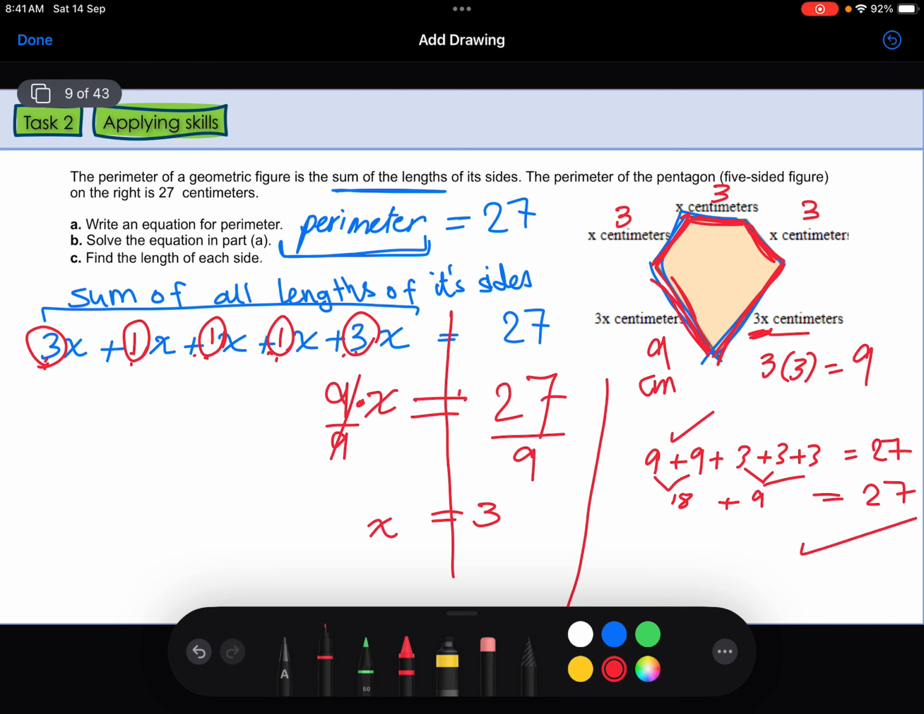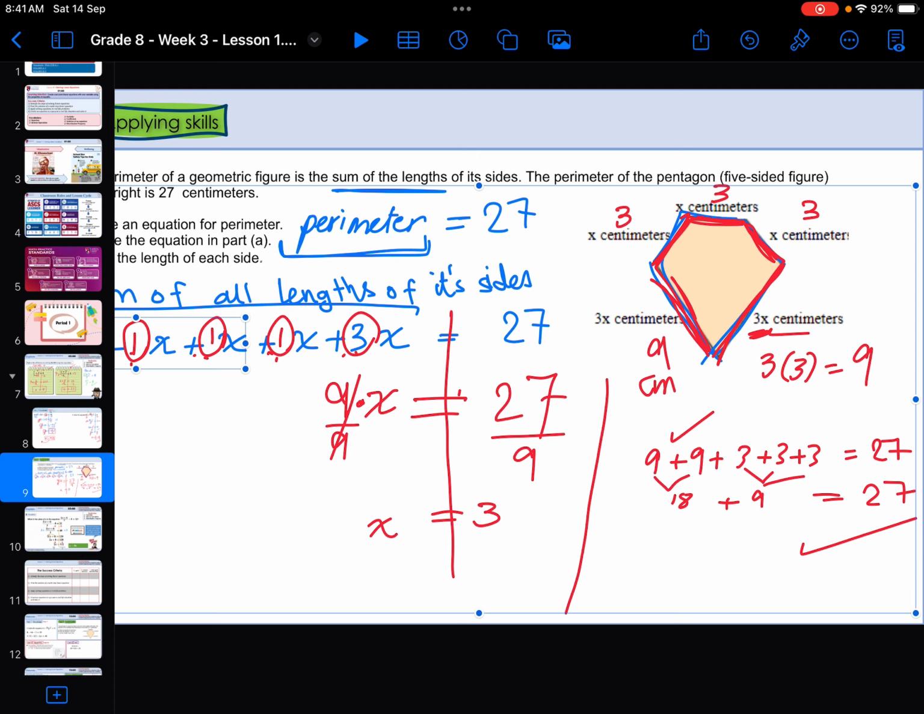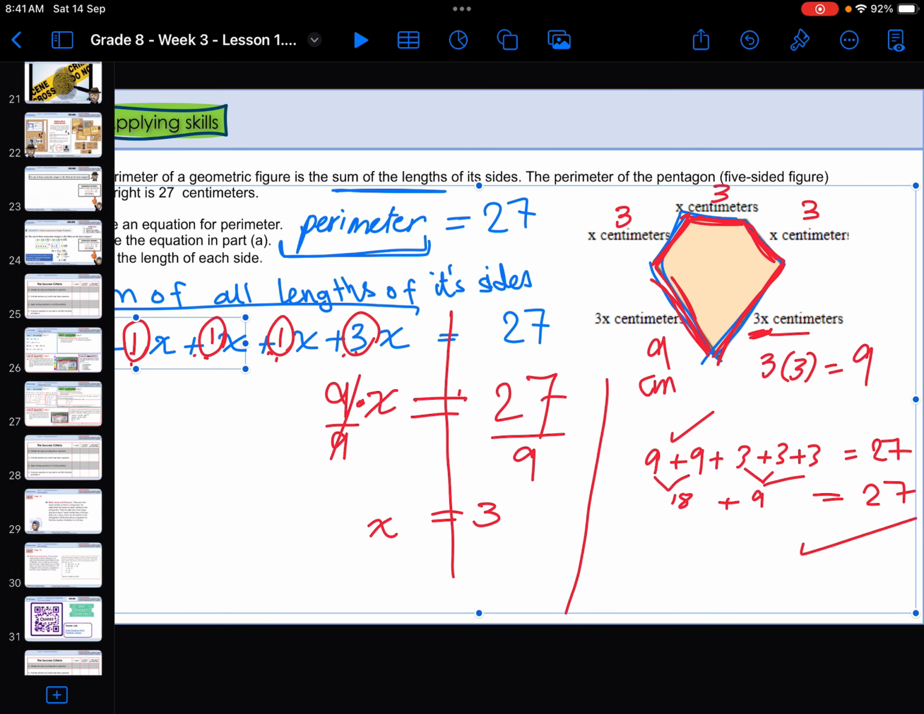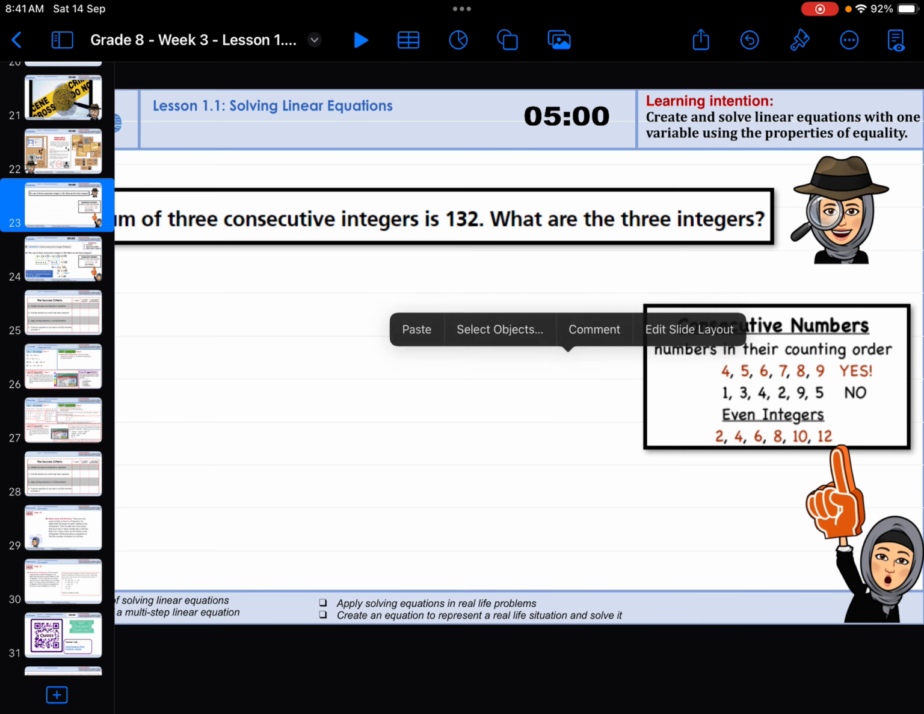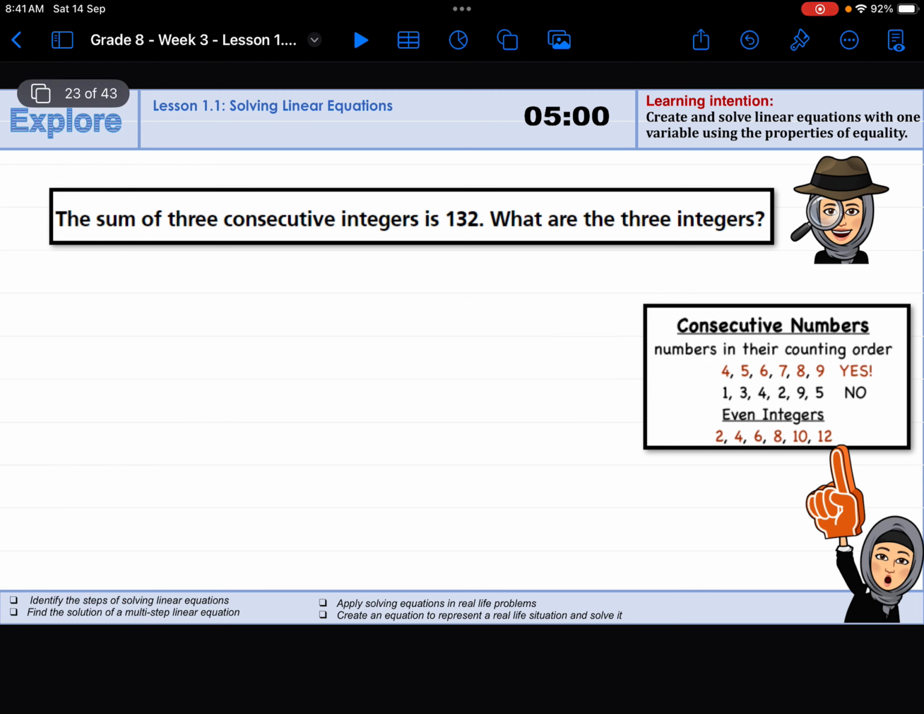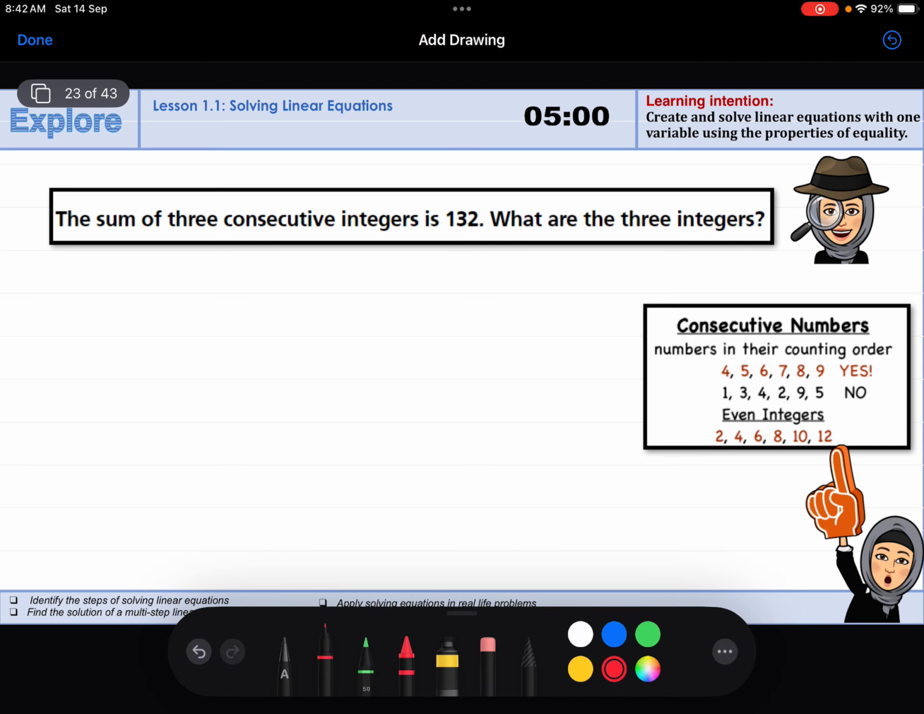Okay. I'll be solving with you one last example that also has a variable mentioned multiple times, but this one has a small idea. Okay, let's see. Here they're saying that the sum of 3 consecutive integers is 132. What are the 3 integers? So let's get to know what consecutive integers are. What does this keyword mean?